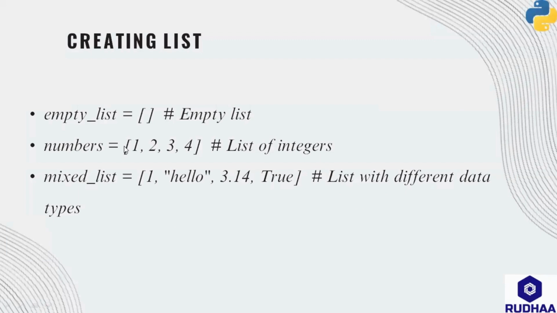Empty brackets with a list name will denote the creation of the list. Then numbers: this is an example of a numbers list, that is, an integer list. You give the name of the list is equal to, and inside brackets you can give any numbers separated by commas. So this is a list of integers. And a mixed list contains different data types. Here, one is an integer, hello is a string since it is indicated inside double quotes, this is a float, and True denotes the Boolean data type. So all four different data types are present in a single list. So this is how you create a list.